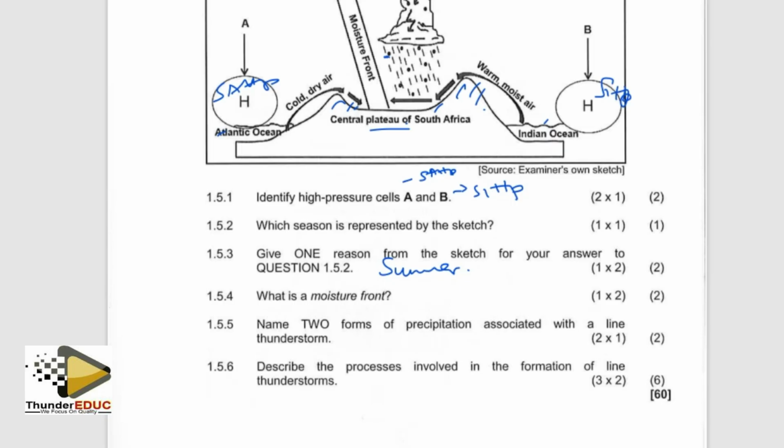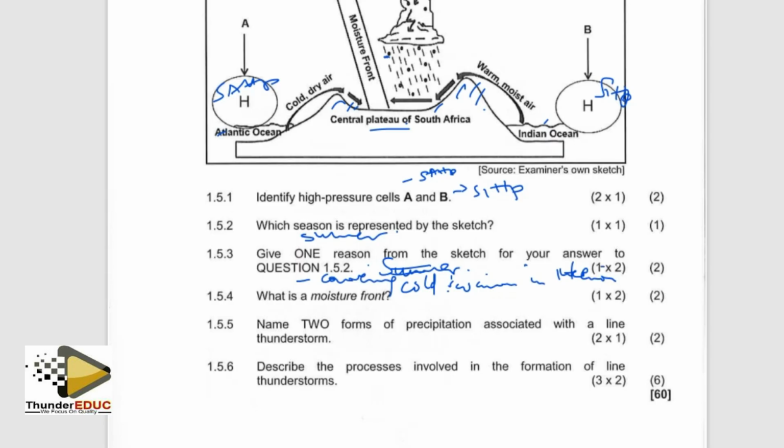The next question says, define a moisture front. Sorry, it says which season. The season here is summer. After summer, they said give one reason. So the first reason is converging cold air and warm air in the interior.